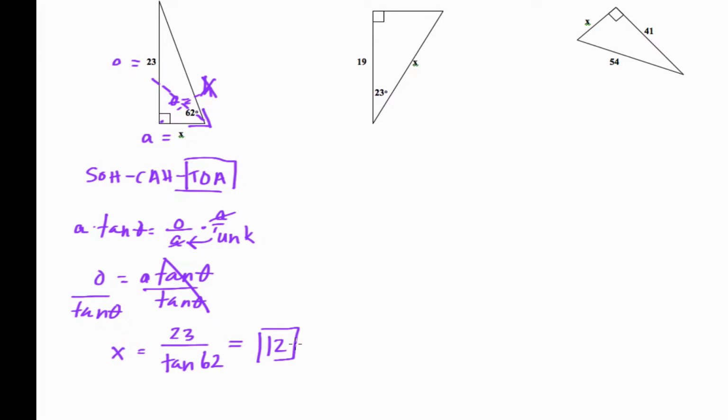If you didn't get 12, check and make sure that you're in degrees and not radians. And again, a quick way to do that is take the tangent of 45, and if you're in degrees, which you should be, it should equal 1. It will equal 1. All right, let's do the next problem.